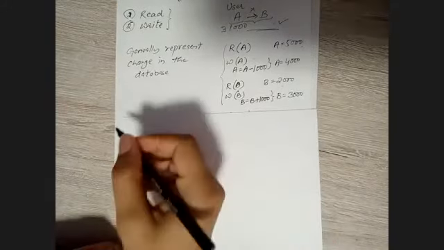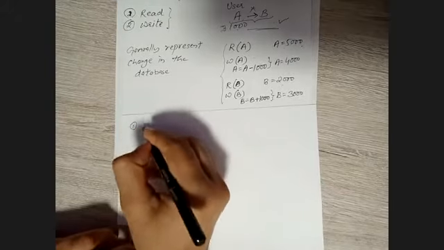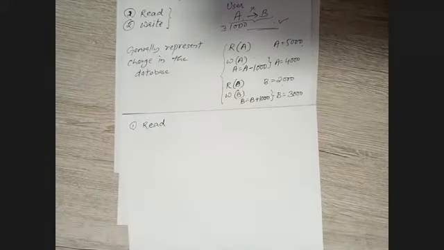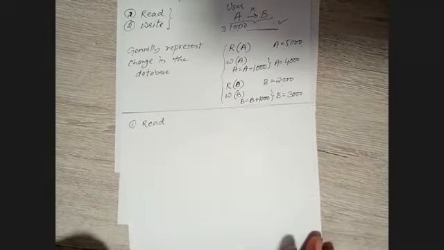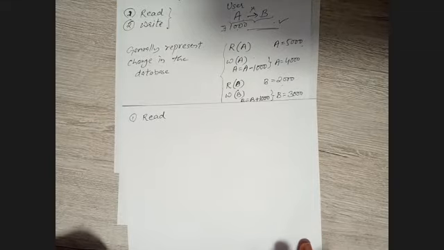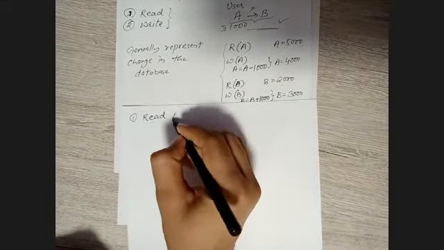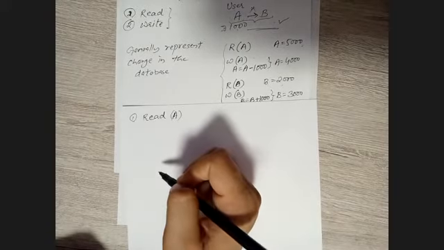Next, let me take you through these two points: what the read operation is, and second, what the write operation is. These terms are very important and we will be using them frequently. We perform a read over the database. For example, read A means we want to read the value of A from the database.